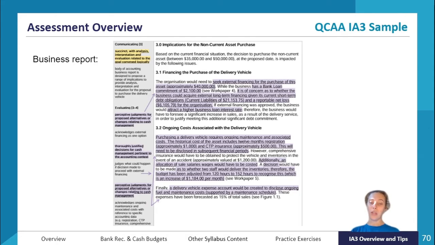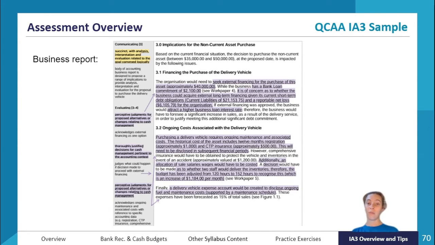We've got an allocation of sales salaries that would have to be costed. A decision would have to be made as to whether 2 staff would deliver the inventories. Therefore, the budget has been adjusted from 120 hours to 152 hours to recognize this. And then it's giving the figure for how much of an increase this is in expenses per month.